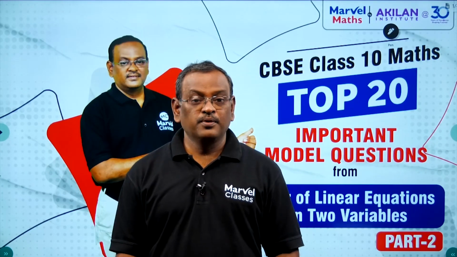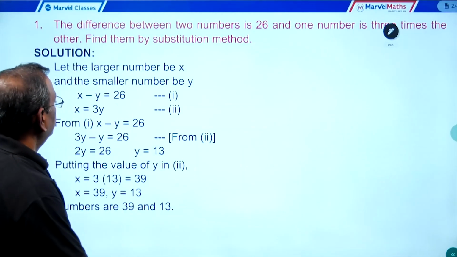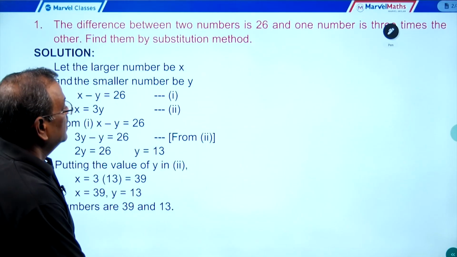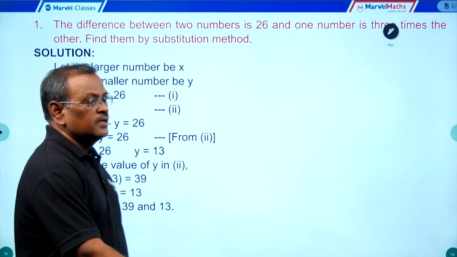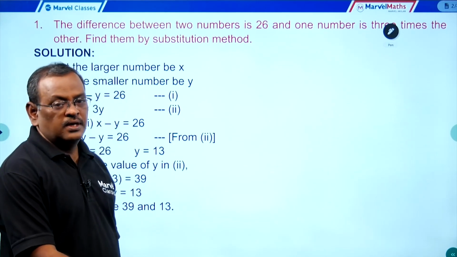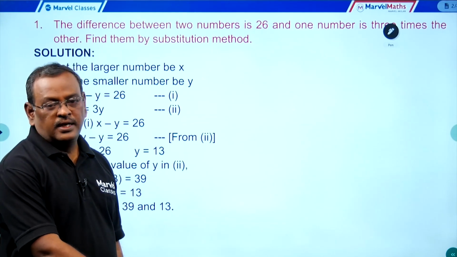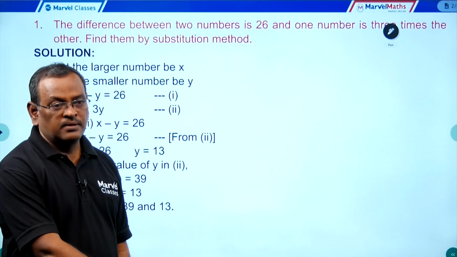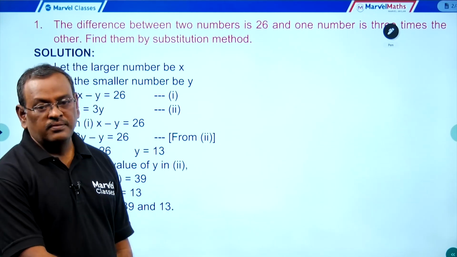In this video, I am going to explain top 20 questions from pair of linear equation word problems. First type, the difference between two numbers is 26 and one number is 3 times the other, find them by substitution method. So there are two types of problems in number related problem. One is ordinary numbers, another one is 2-digit numbers, and then fraction related problem. So this is a problem related with numbers.